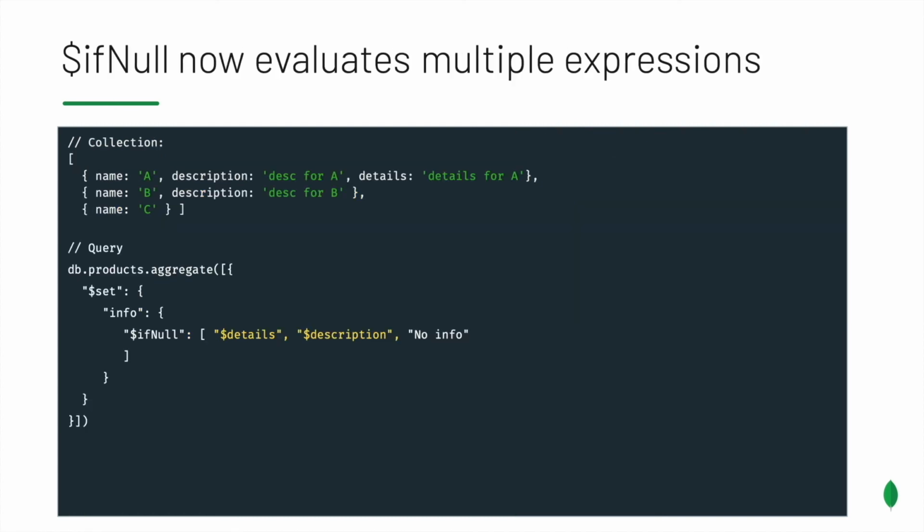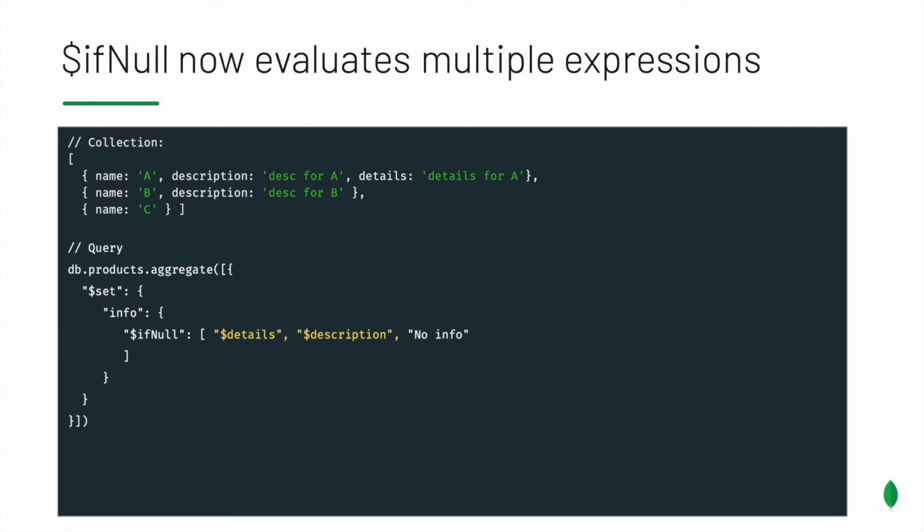And the last thing that I'd like to highlight is the extension of $ifNull. Now it can evaluate multiple expressions in order of significance. Let's say in my collection, field details contains the most important information about the product, and field description is less informative, but still useful. If I want to return only one of them in this order of importance, I can use $ifNull. Here I create new field info.